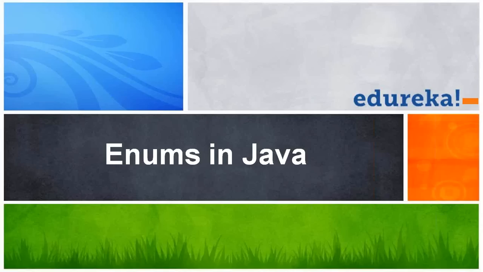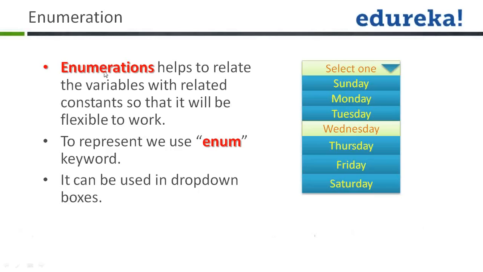Other examples could be the names of the planets. Let's say the roll numbers in a class are only from 1 to 10, so you can have an enum for that. Let's see the example right here. Enumerations help to relate the variable with related constants so that it will be flexible to work with, like Sunday, Monday, Tuesday, Wednesday, Thursday, Friday, Saturday. To represent this, we use the enum keyword. Whenever you define an enumeration, you'll be using this enum keyword.